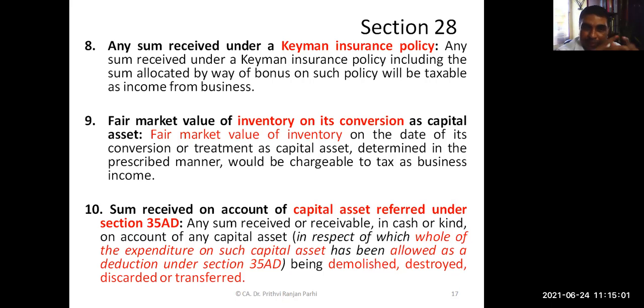And how to know the value? You have to arrive at the fair value of the inventory. So the fair value of the inventory on the date of its conversion or on the date of treatment as a capital asset needs to be determined in a prescribed manner, and that fair value will be chargeable to tax as a business income under the head PGBP. I think it is clear to you.